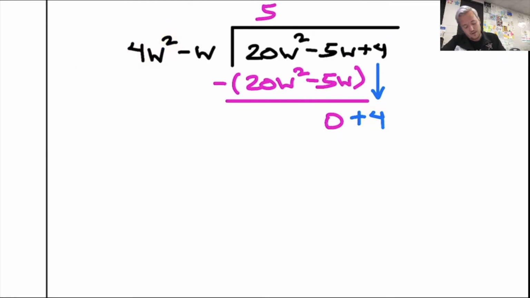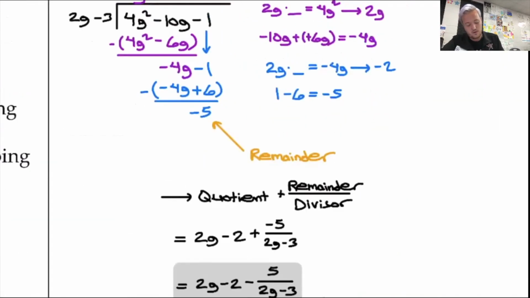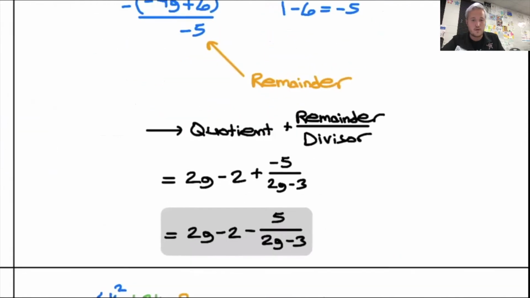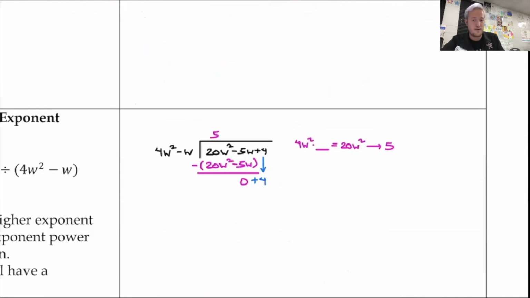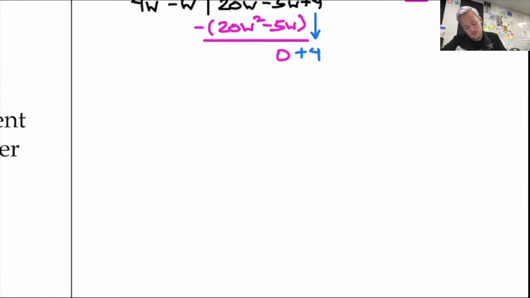So our answer here is going to be really similar to this process over here with the remainder. So I want the quotient plus the remainder over the divisor. So I have 5 plus 4 over 4w squared minus w. So this would be our final answer here.